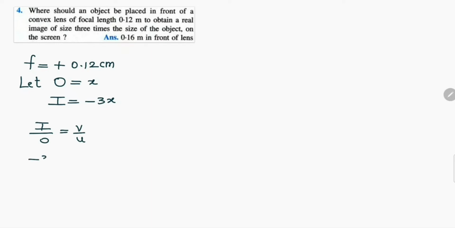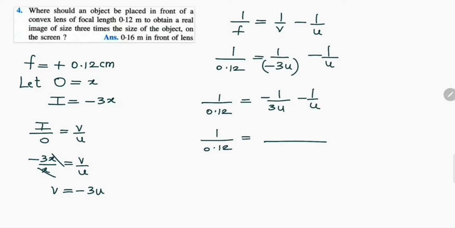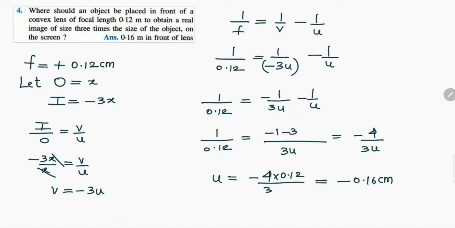Using the formula of magnification, substituting the values, X gets cancelled. Hence, V is equal to minus 3U. Now using lens formula, substituting the values in this, and now taking the LCM, the value of U we get as minus 0.16. Why minus? Because it is on the left hand side.